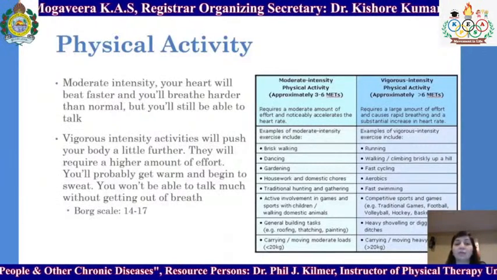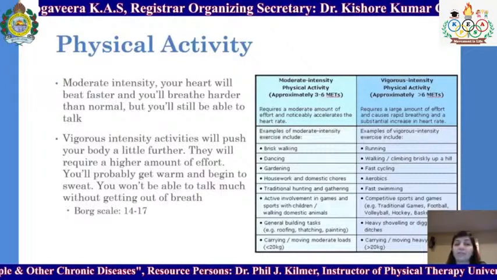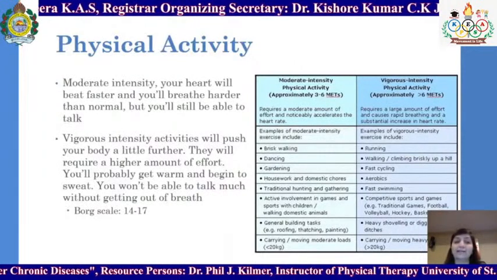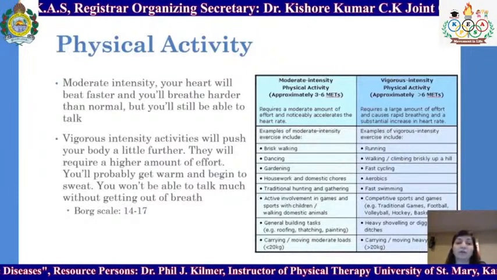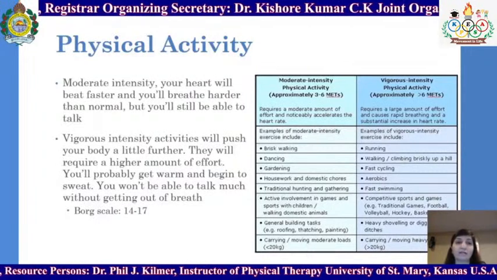And if you look at the rate of perceived exertion scale, or the Borg scale, it would come around the level of 14 to 17. That is going to be your vigorous activity.